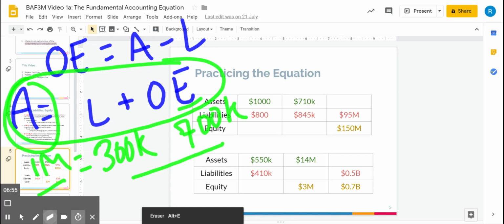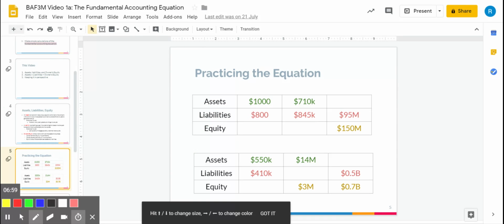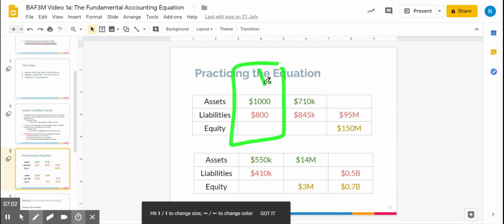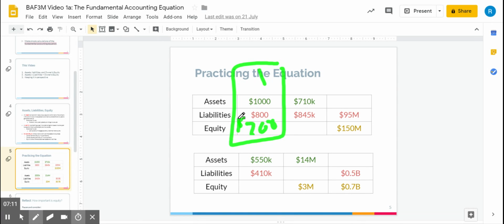So let's do some very simple calculations. Let's say you have 2 of these and you're missing 1. That's one of the first skills you're going to learn in this course. And again, it's a simple one. So let's say business number 1 here has $1,000 in assets and $800 in liabilities. What's the owner's equity in this business? Well, it would be $200. Okay, because owner's equity is assets minus liabilities.